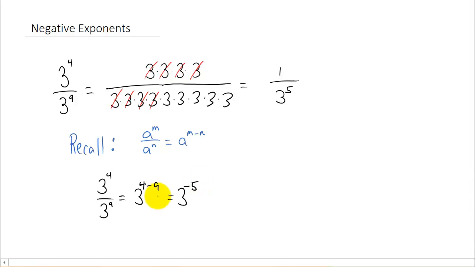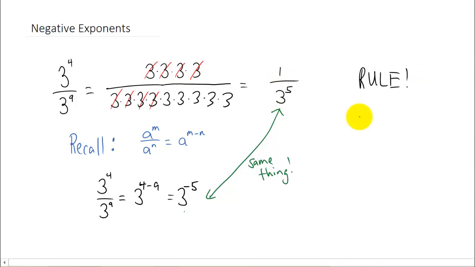So using our rule from the last video, our answer to this problem would be 3 to the negative 5th power, and using this technique from this video, our answer would be 1 over 3 to the 5th power. Well, which one is it? Well, it's both. 3 to the negative 5th power can also be written as 1 over 3 to the 5th power. And that's where we get our first rule.